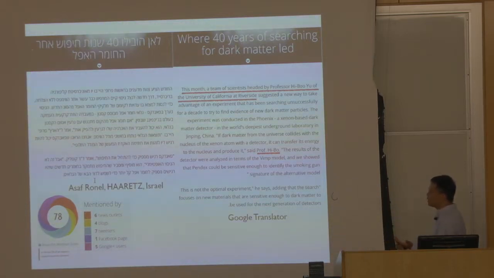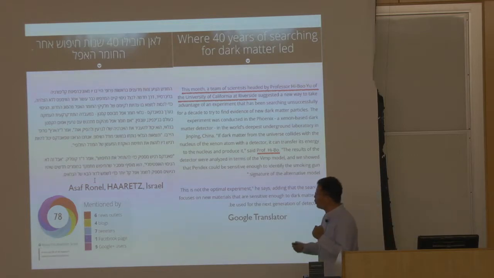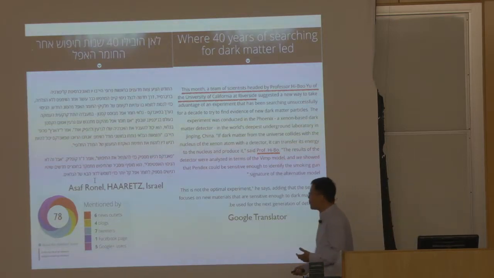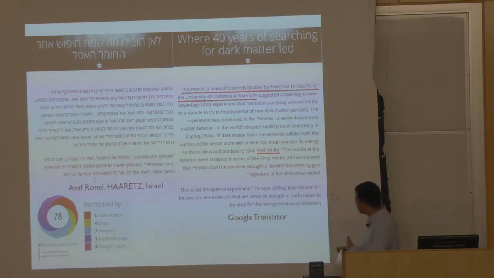Then he sent me a link. He said, oh, I've done this, thank you for your input. But I don't think you understand it. Well, I looked it up, it's all in Hebrew. Right? But that's okay, you can use Google Translate to do the job. To get the title right, we had 40 years of searching for dark matter lead, right? Google Translate did a great job translating our university, but a very bad job translating my name. Hebrew becomes this, and they're inconsistent. It's fine, though.